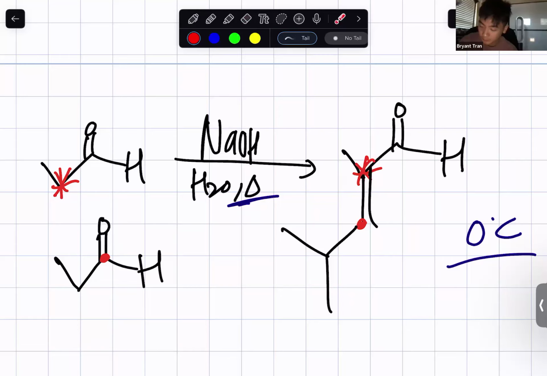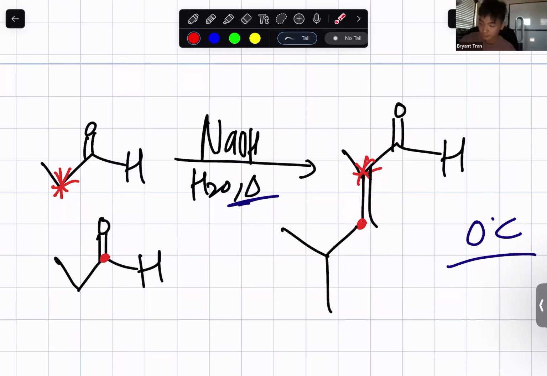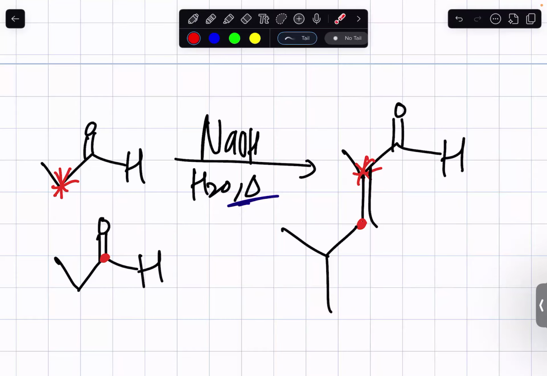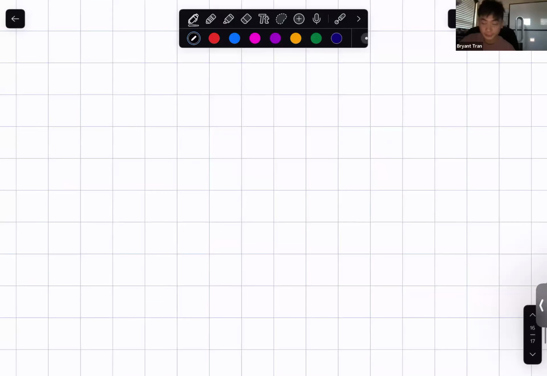But if you have two alpha protons, the first one is used to make the enolate ion. The second one is used to make this alpha beta unsaturated carbonyl, like that. That's how you predict the product quickly for an aldol dehydration or condensation.